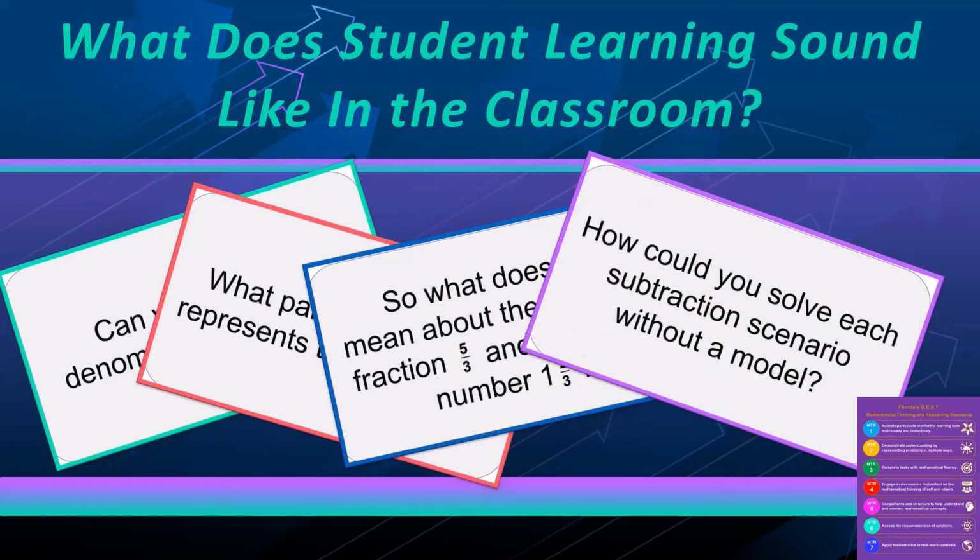The last question could be, how could you solve each subtraction scenario without a model? This question is really targeted at moving students away from that representational stage into the abstract, thinking about the properties of operations and using equations. The MTRs throughout these questions are 1, 4, and 6.